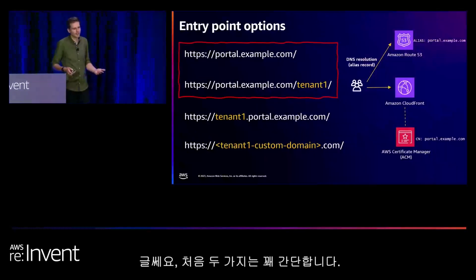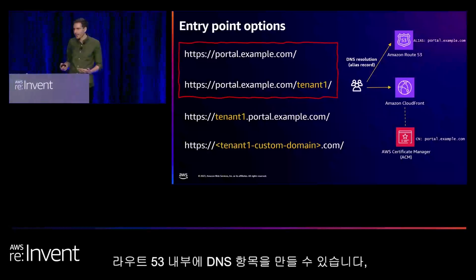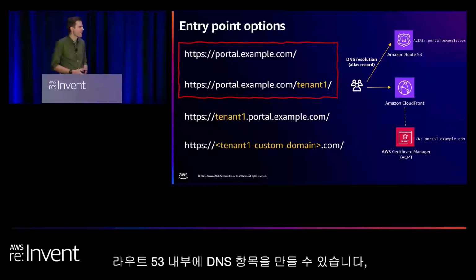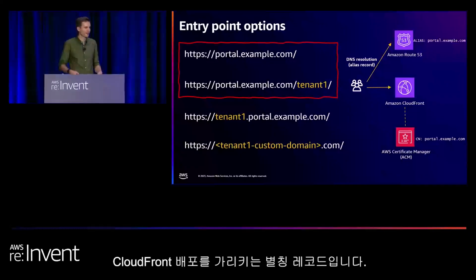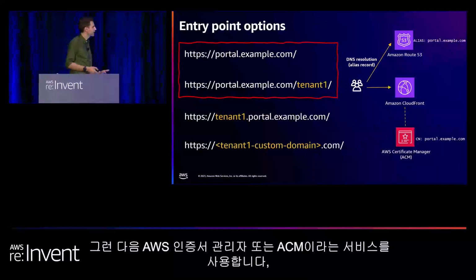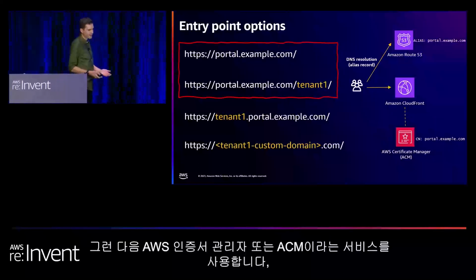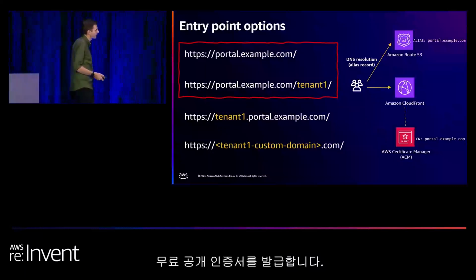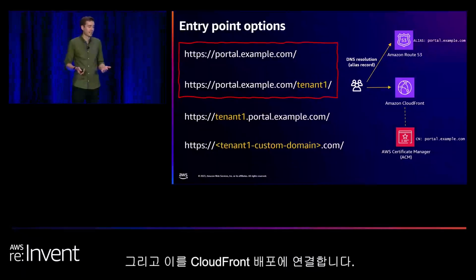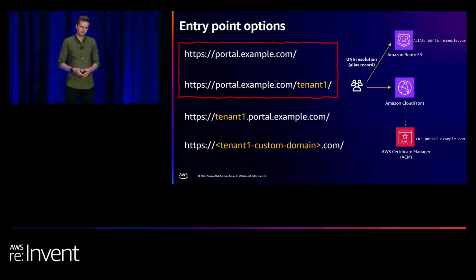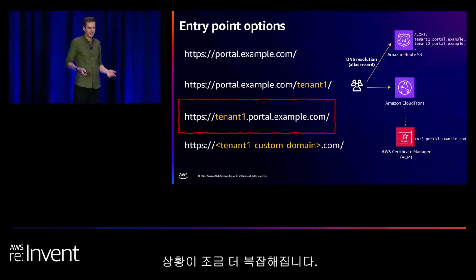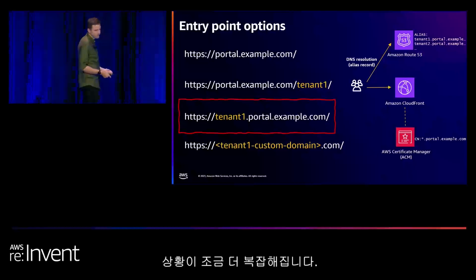So how would you implement each of these? Well, the first two is fairly straightforward. We could create a DNS entry inside of Route 53, an alias record that points to a CloudFront distribution. We then use a service called AWS Certificate Manager, or ACM, to issue a free public certificate and associate that to the CloudFront distribution. If we were to look at the third option, things are a little bit more complicated.